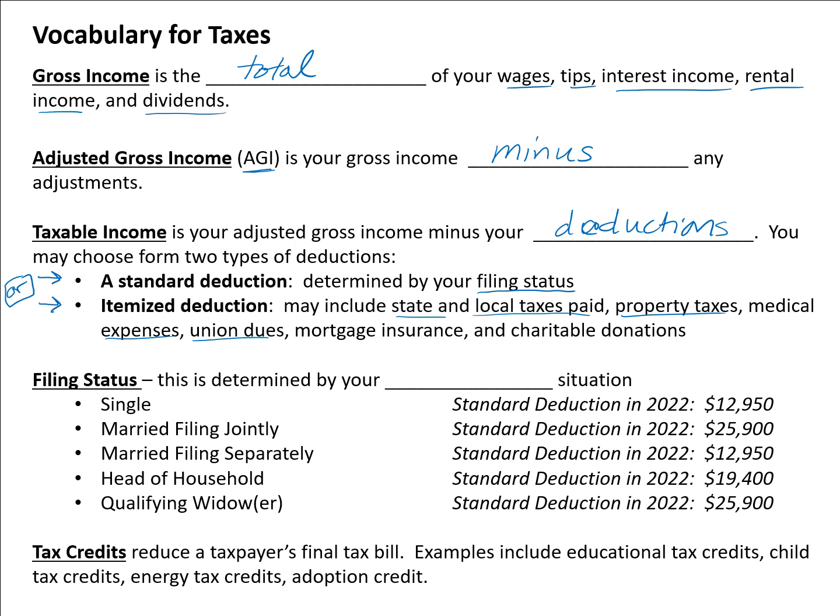Now, I mentioned that your standard deductions are based on your filing status, and there are actually 5 filing statuses, and your filing status is determined by your personal situation.